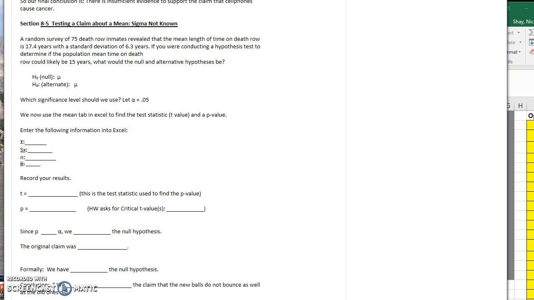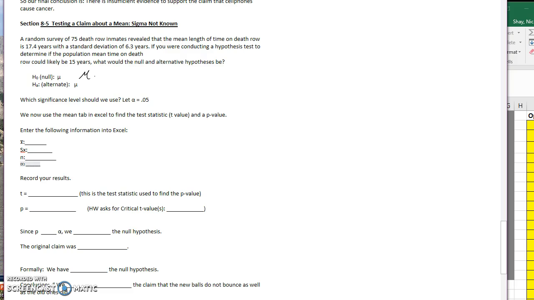So this first one said, a random survey of 75 death row inmates revealed a mean length of time on death row as 17.4 years with a standard deviation of 6.3. If you're conducting a hypothesis test to determine if the population mean time on death row could likely be 15 years, what would the null and alternative hypothesis be?